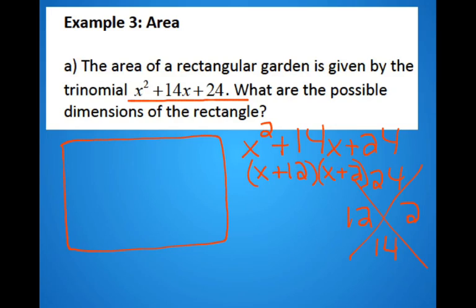Well, what that means is that one of those would be the length, so the longer one would be x plus 12, and then the other side would be x plus 2, the smaller side. That's it. Just factor it, and that becomes your length and width of the area.